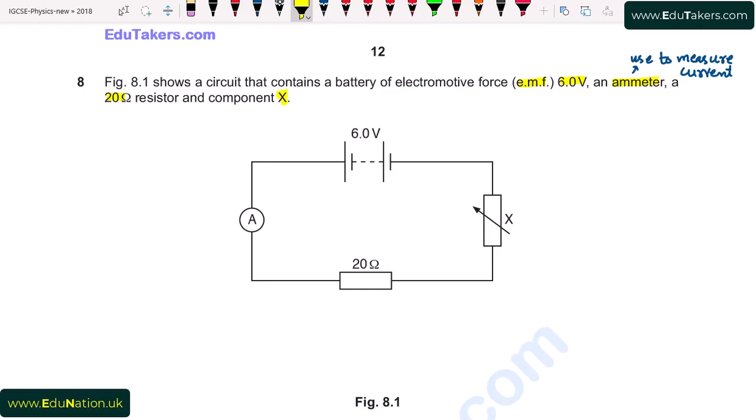Here is figure 8.1 and we can see that there is a battery whose EMF is 6.0 volt and there is also the ammeter. It is used to measure the current, and there is also a resistor whose resistance is 20 ohms and also one component involved whose name is unknown. It is labeled with X.